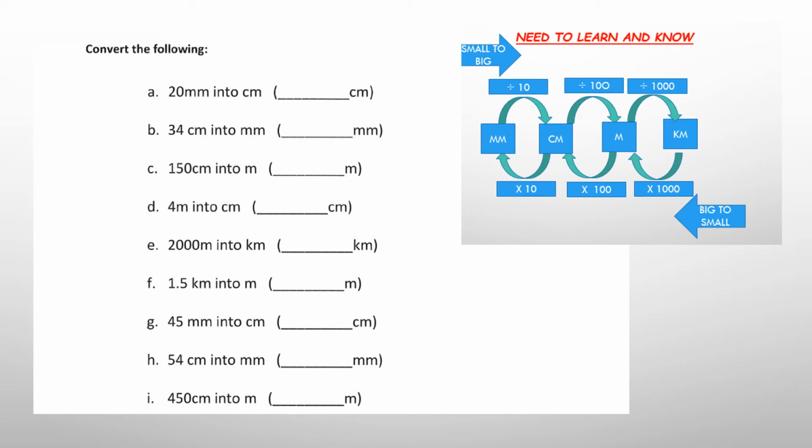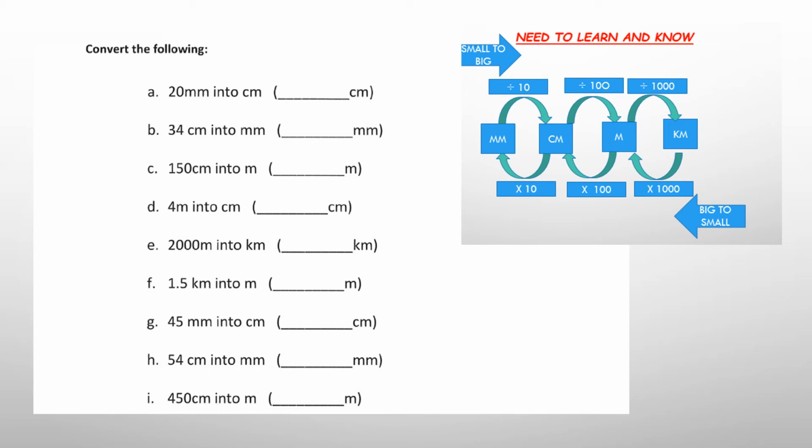F. 1.5 kilometres into metres. So this time we're going from kilometres into metres, big to small, so we multiply by 1,000. So 1.5 kilometres multiplied by 1,000 will give us 1,500 metres.